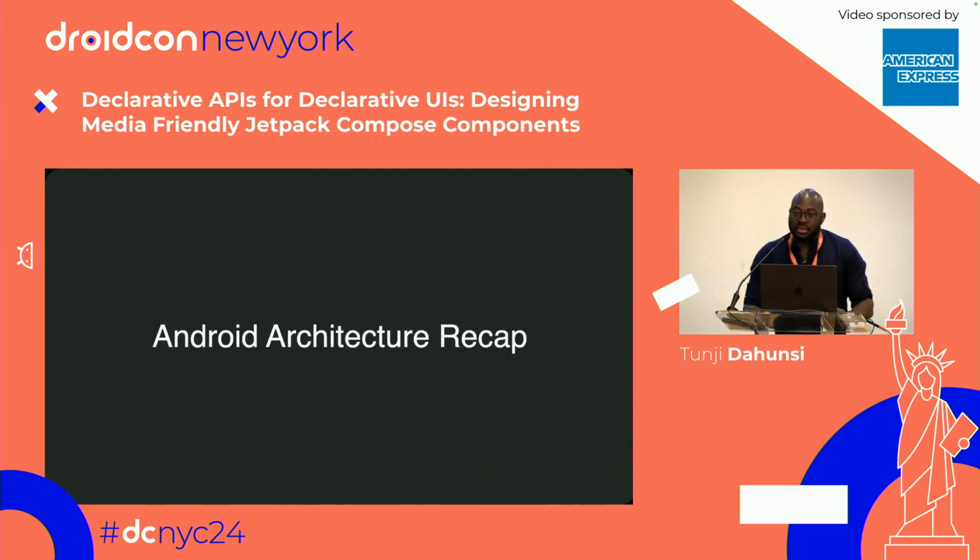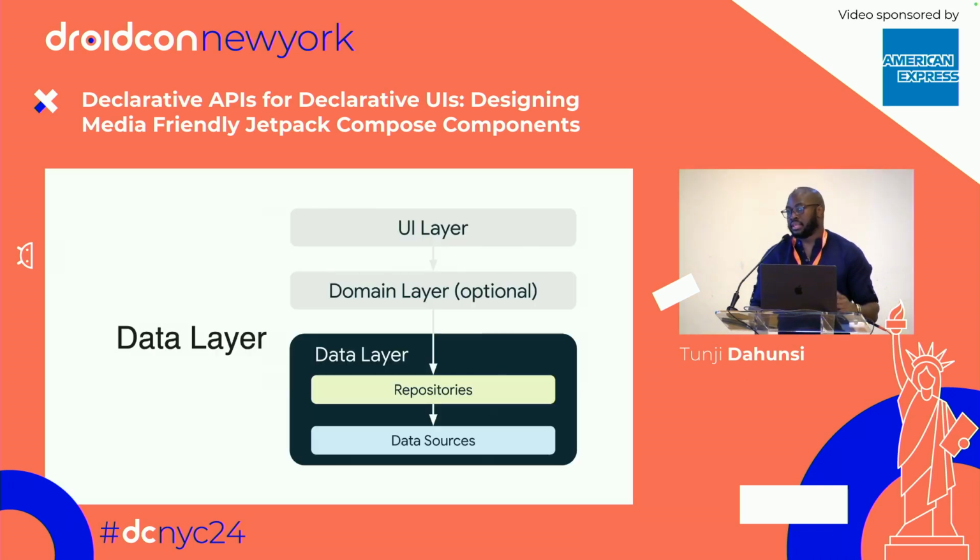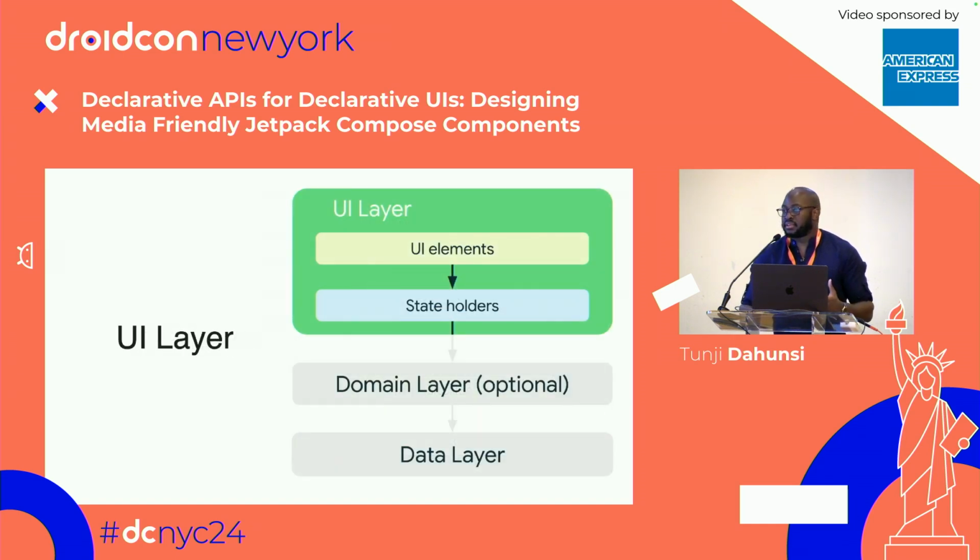Okay, but before we go any further, I'd like to do a brief Android architecture recap. In the architecture guide, you say that your Android app is composed of a data layer, which has data sources and repositories that sit on top of them. And then you have the UI layer, and that's composed of UI elements and stakeholders. So far, I haven't said anything too controversial, at least not yet.